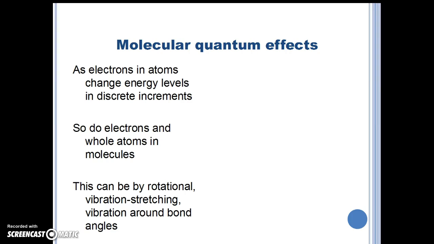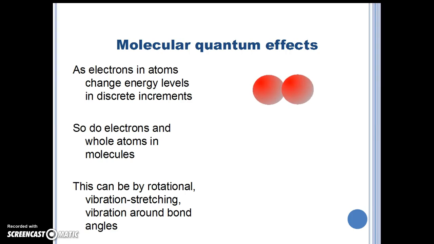Let's talk about molecular quantum effects. And this is a quantum function. Electrons and atoms change energy levels in discrete increments, going from energy level 1 to 2 to 3 to 4, or 3 to 2, or 4 to 5, and so do whole atoms and molecules. This can be done by rotation, vibration stretching, and vibration around bond angles. We'll show you in animation.